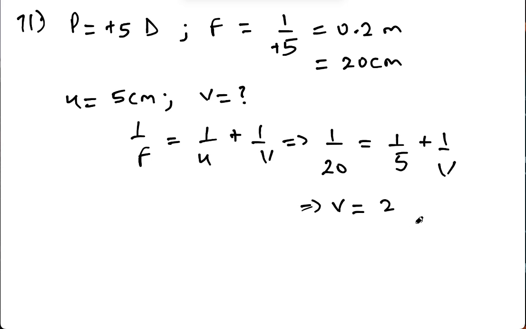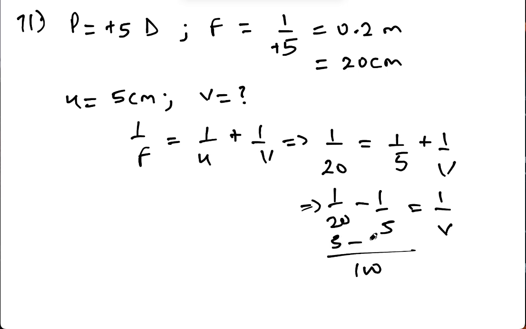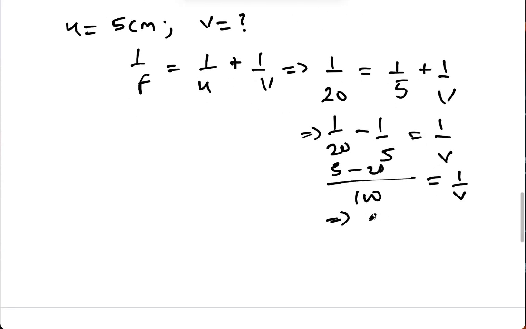So that will be 1 over 20 minus 1 over 5 equals 1 over v. In this place, we have the LCM to be 100. So this will then be 5 minus 20 equals 1 over v, which implies that v will be equal to 100 divided by minus 15. That's approximately negative 6.7 centimeters.